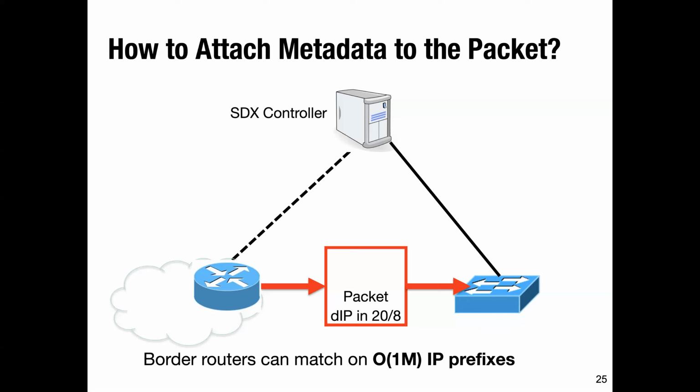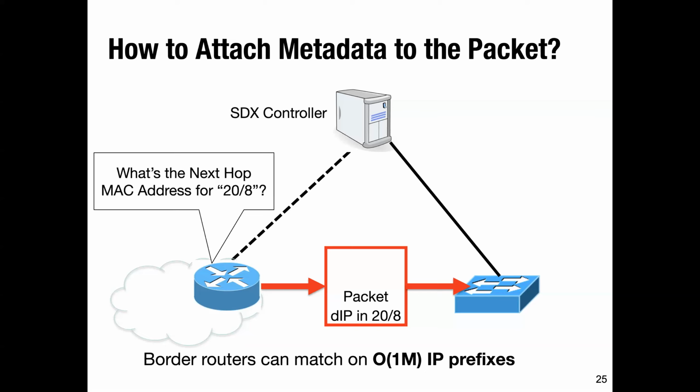And these questions can be combined in a way that every router requests: what is the next hop MAC address for a particular prefix, say 20/8, if the packet belongs to 20/8? This is a question that every router will ask the SDX controller, using these ARP and BGP protocols. And then the SDX controller, rather than reporting an actual MAC address, can report a metadata value.